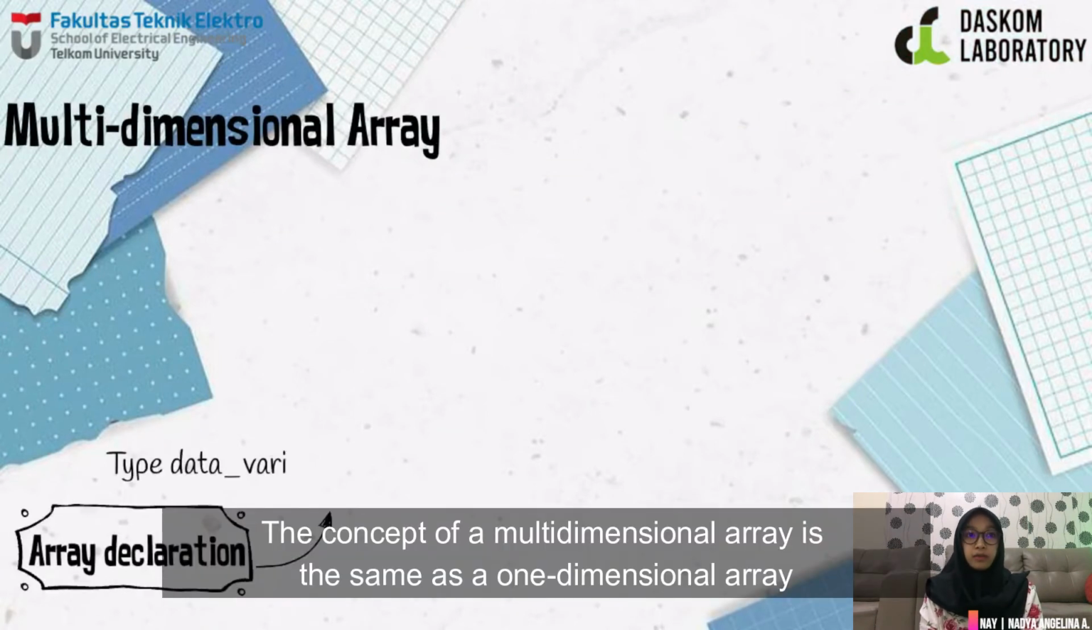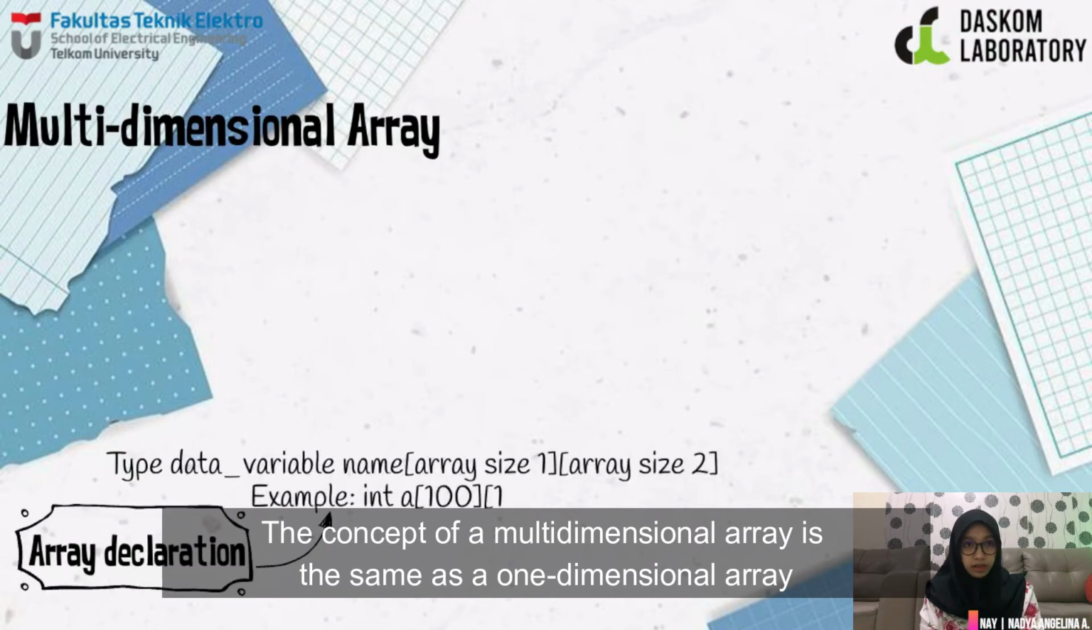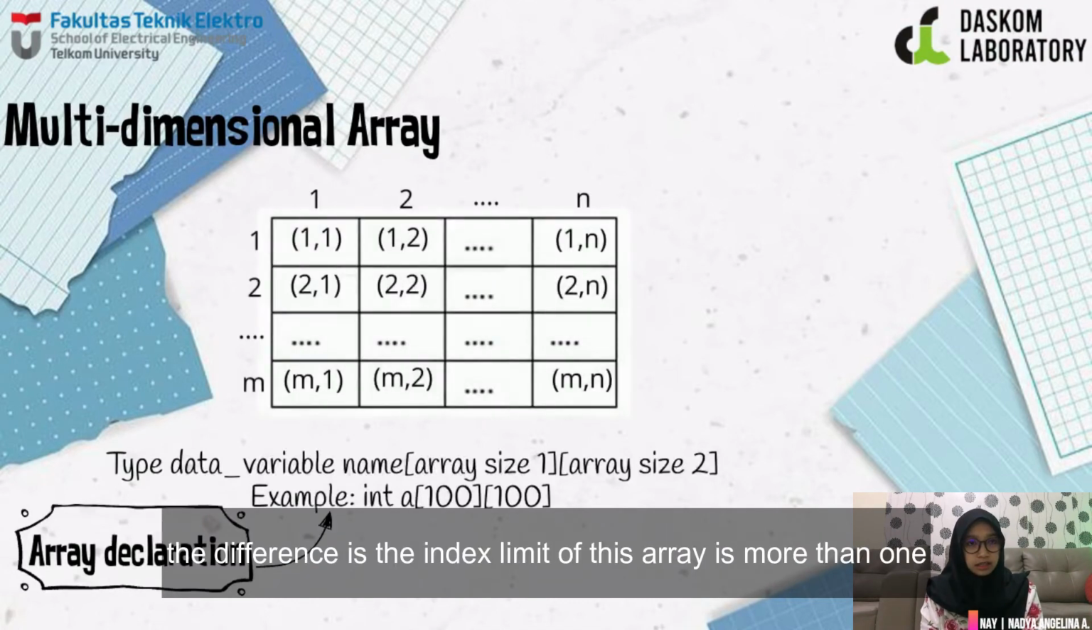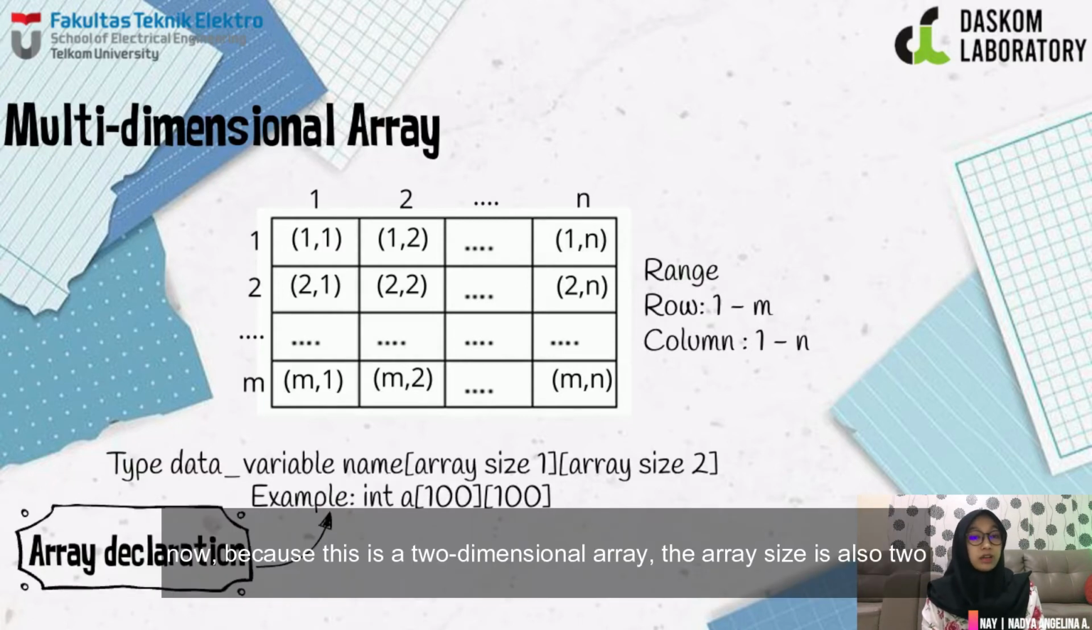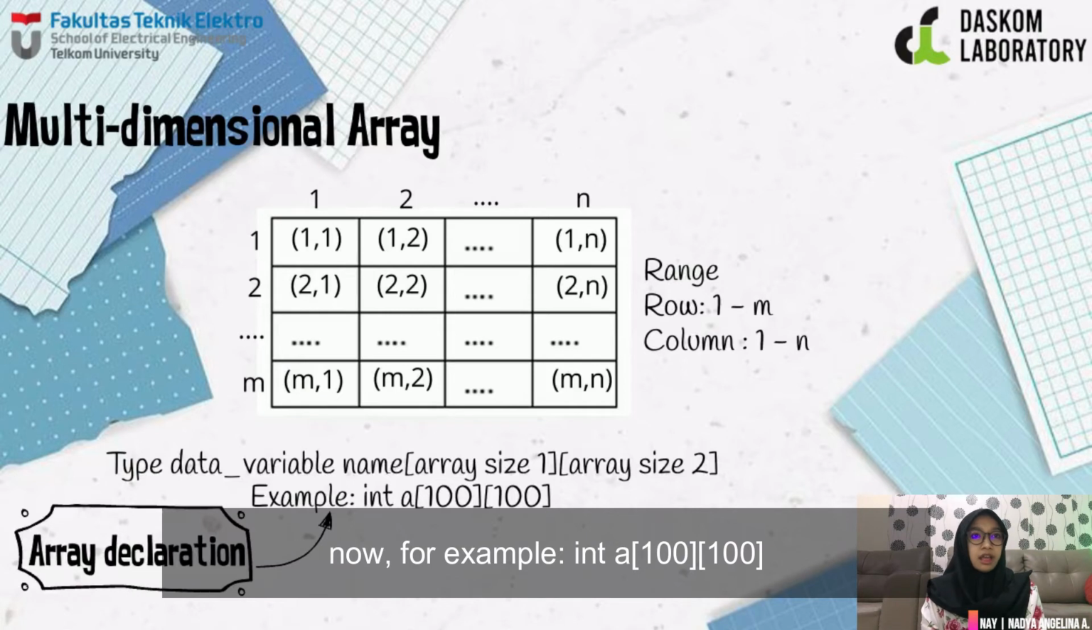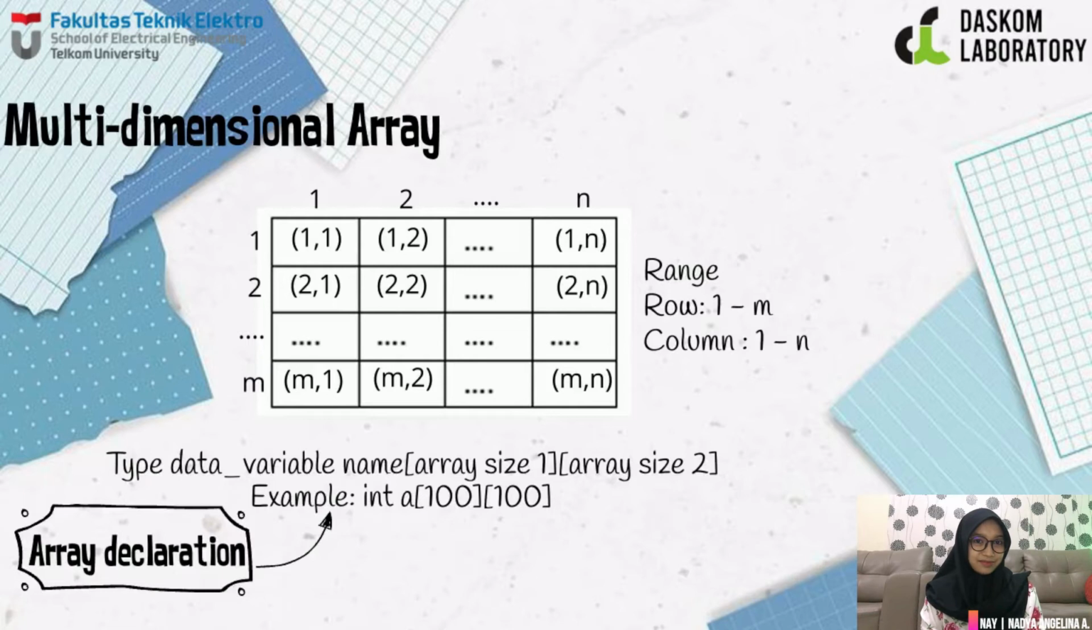Now we continue with multidimensional array. The concept of a multidimensional array is the same as a one-dimensional array. The difference is the index limit of this array is more than 1. The array declaration is data type, variable name, bracket array 1 size and bracket array 2 size. Because this is a two-dimensional array, the array size is also 2. For example, int a[100][100].